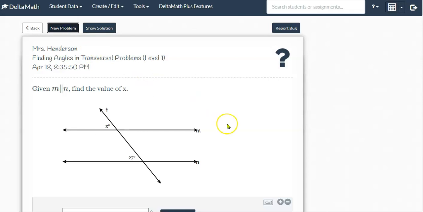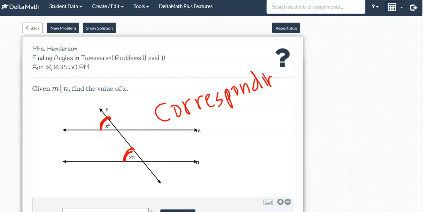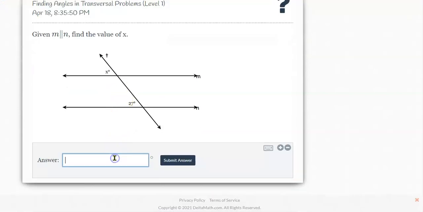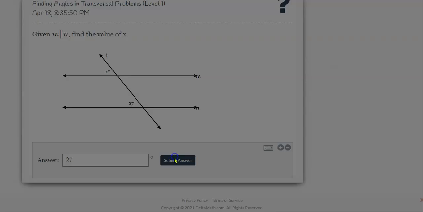Let's try another one. Again, this angle is acute. This angle is also acute. So I know they're equal. I also know they are corresponding. And corresponding angles are in the same position, top left, of their parallel lines. So they are equal to each other. Corresponding angles are equal. So the missing measure is 27 degrees.